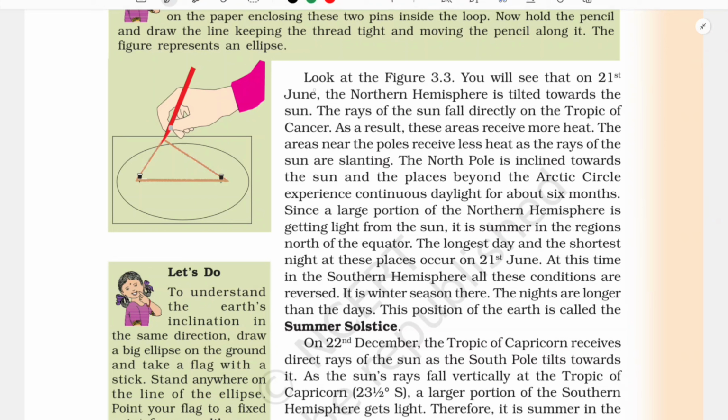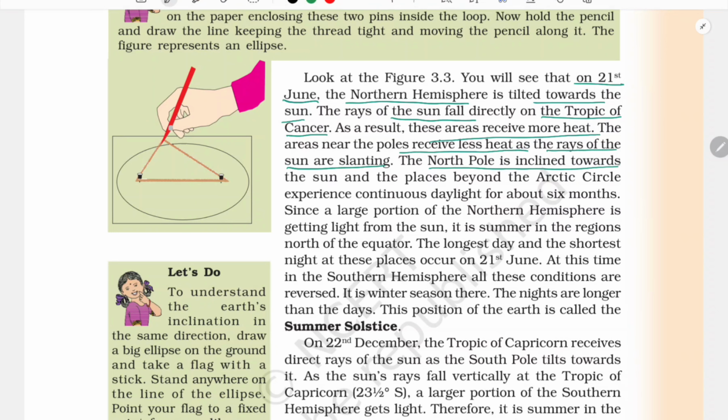Okay, look at figure 3.3. You will see that on 21st June the northern hemisphere is tilted towards the sun. The rays of the sun fall directly on the Tropic of Cancer. As a result, this area receives more heat. The areas near the poles receive less heat as the rays of the sun are slanting.